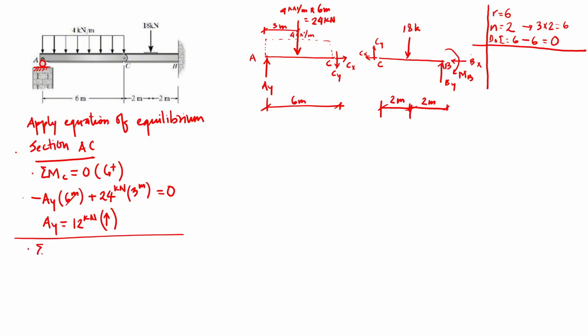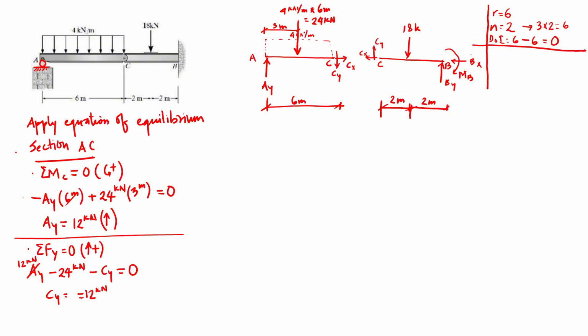Another equation of equilibrium, summation of all the forces in y direction to be 0 in section AC, considering all the upward forces to be positive. Starting from left, we have upward AY, external downward force of 24 kilonewtons, and then we assumed CY to go down, so minus CY equal to 0. We just calculated AY to be 12 kilonewtons. So solving this, we can get CY to be negative 12 kilonewtons.